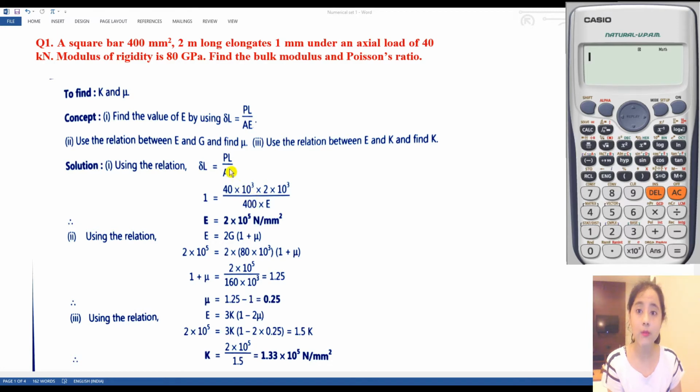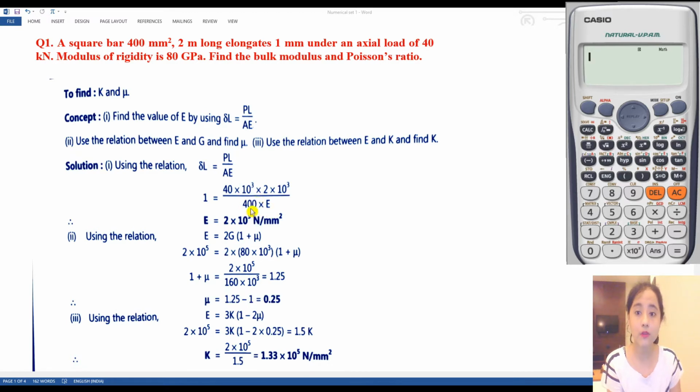Okay, and how much is L? L given here is 2 meter long. Now it is given in meter. We need to convert meter to mm. So when you convert meter to mm, you multiply the value with 1000, right? 2 into 10 raised to power 3 mm. Divided by area. Area of the square bar is given equal to 400 mm square. So we have area equal to 400 into E. We do not know the value of E, so we have to find the value of E, and we will keep E as it is here.